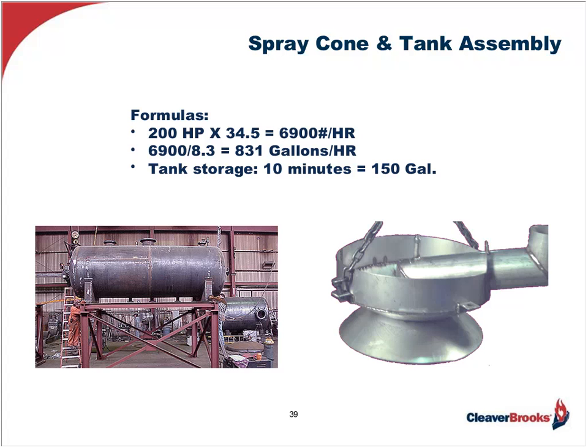As far as the tank is concerned, this is normally sized based on the minutes of storage the system requires. Let's say for our purposes today it's 10 minutes. At an evaporation rate of 831 gallons per hour for this 200 horsepower boiler, this is a 140 gallon tank, but let's call it 150 gallons just to be safe.